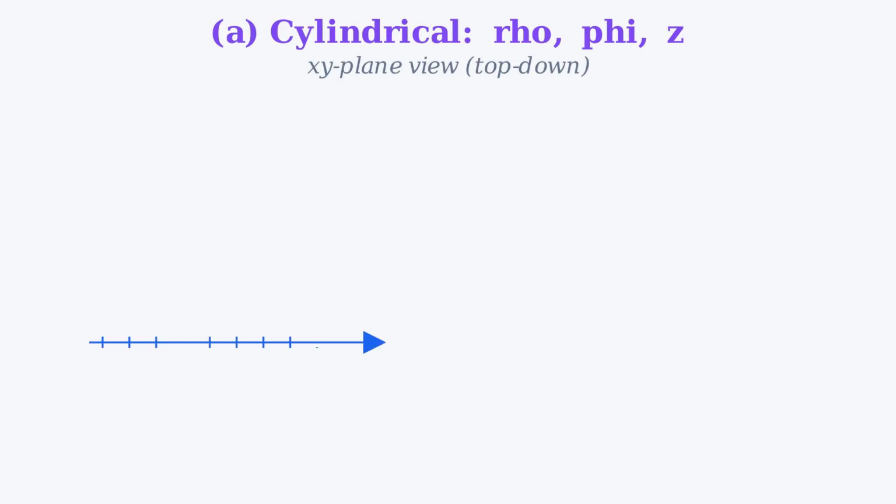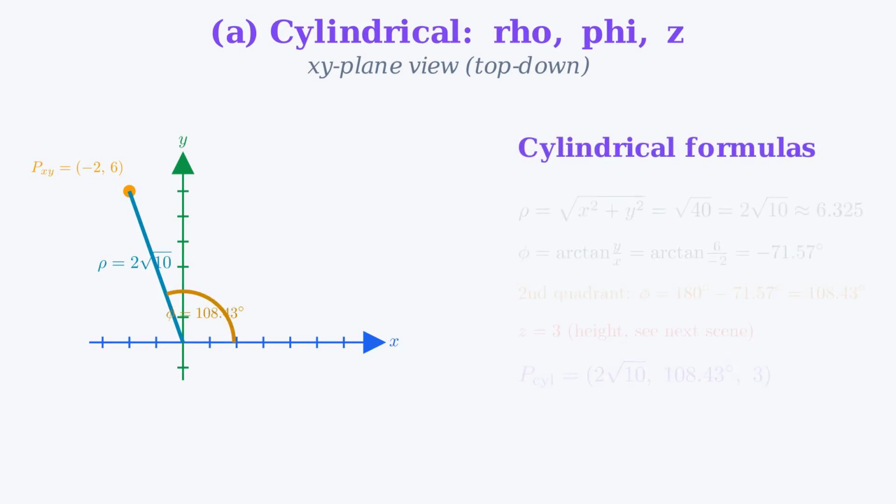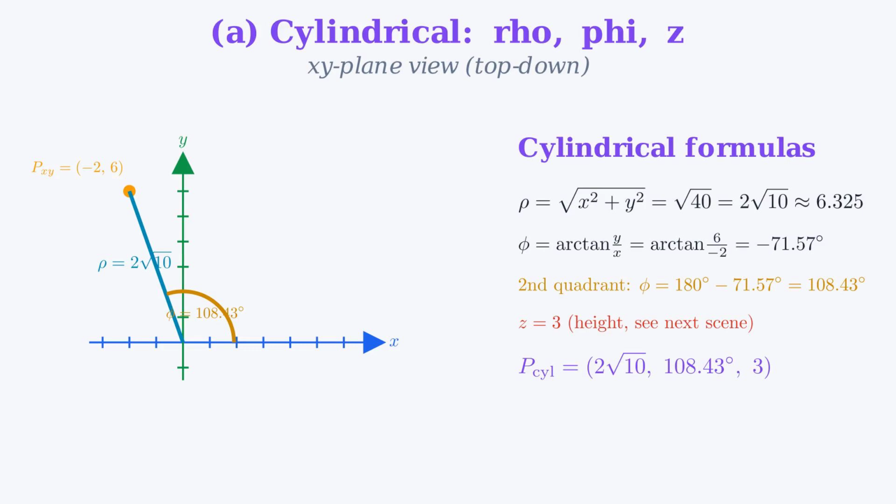Let's start with cylindrical. In cylindrical coordinates, a point is described by three values, ρ, phi, and z. ρ is the perpendicular distance from the z-axis. Phi is the angle measured from the positive x-axis in the counterclockwise direction. And z stays exactly the same z we had in Cartesian. The formulas are ρ equals the square root of x squared plus y squared. Phi equals the arctangent of y over x, but be careful, you must pick the correct quadrant, and z equals z.